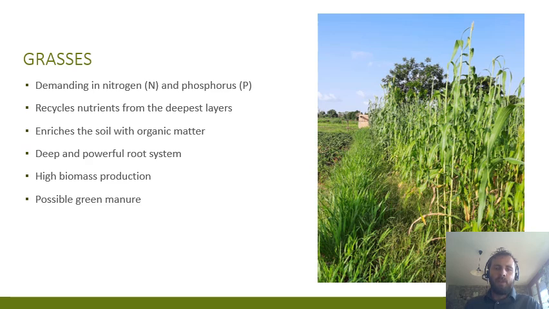So the family of grasses, of cereals, are demanding in nitrogen and phosphorus. They are interesting because they can recycle nutrients from deeper layers, and they, especially the C4 cereals, can produce huge amounts of biomass, including roots, so that way they can really enrich the soil with organic matter. So especially with green manure grasses, you can really bring a lot of organic matter to your soil.